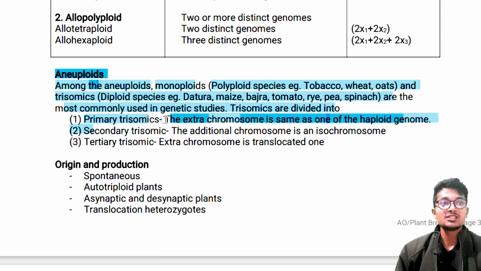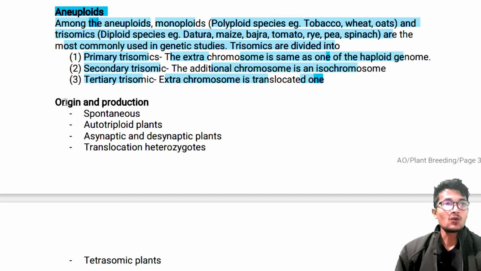Next is secondary trisomic. In secondary trisomic, the additional chromosome is an isochromosome, right? Third is tertiary trisomic. In tertiary trisomic, the extra chromosome is a translocated one. Okay. So now we are discussing origin and production.